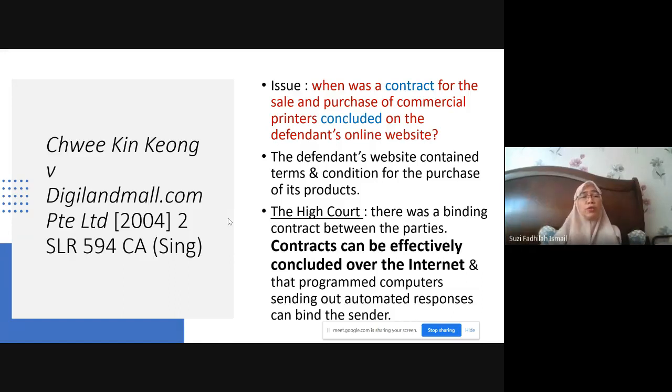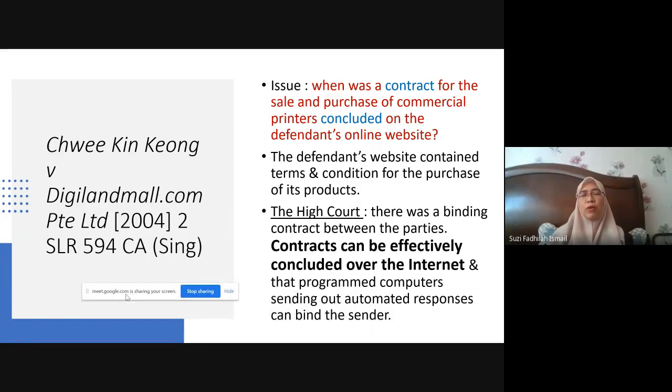They said, oh, there's a contract, so please honor the contract, otherwise you are in breach. But the company said, no, there's no contract at all. So the court held that High Court, before the case was brought to Court of Appeal, there was a binding contract between the parties, and contracts can be effectively concluded over the internet, and that program computers sending out automated responses can bind the sender.